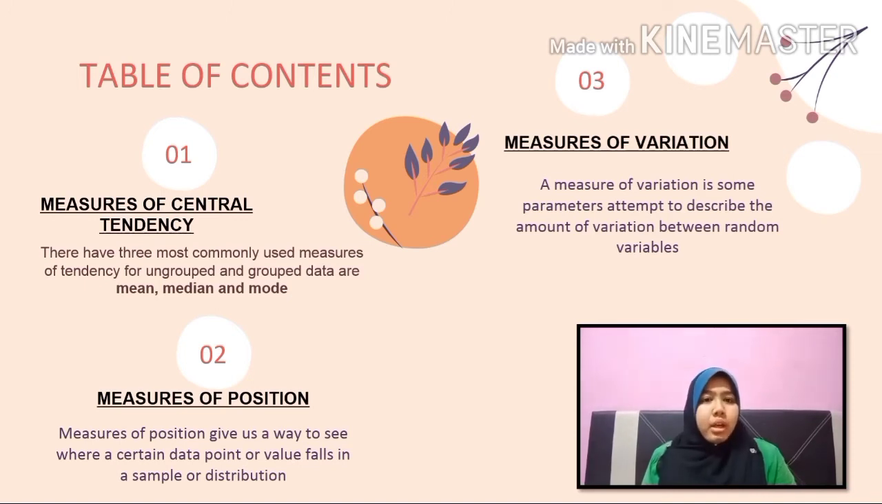Secondly, measures of position give us a way to see where our current data position and value fall in the sample or distribution. Third, measures of variance are the summary parameters intended to describe the amount of variance between random variables.